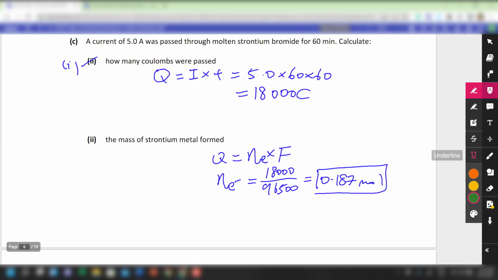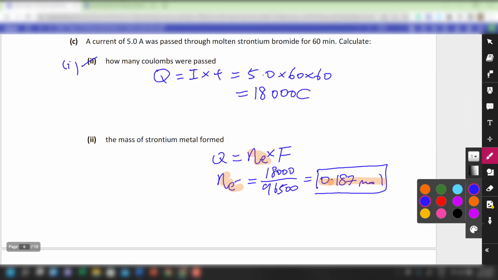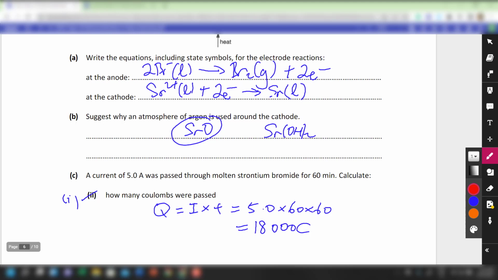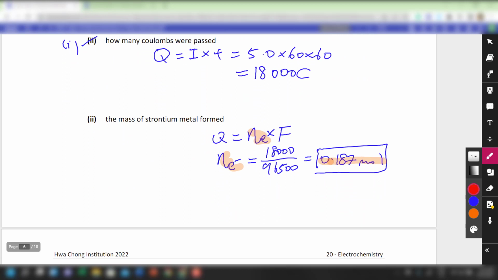So over here we are calculating the number of moles of electrons transferred, which is 0.187 moles. From here, we cannot straight away calculate the mass of strontium metal formed, because earlier on we know that the stoichiometric ratio between strontium metal and electrons is 2:1. So in order to calculate the number of moles of strontium metal, we need to divide this value by 2.